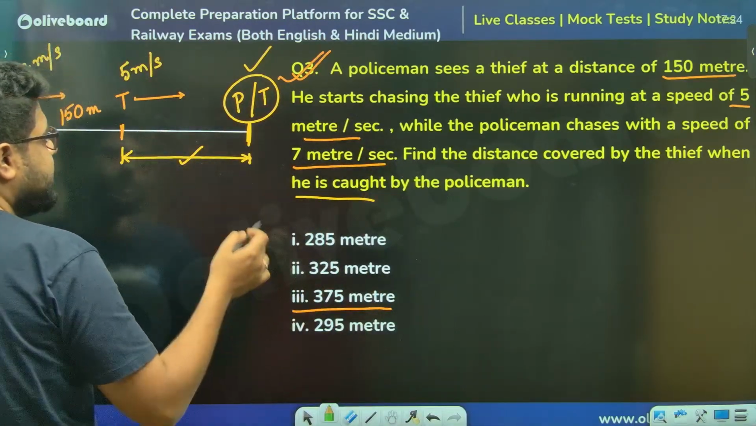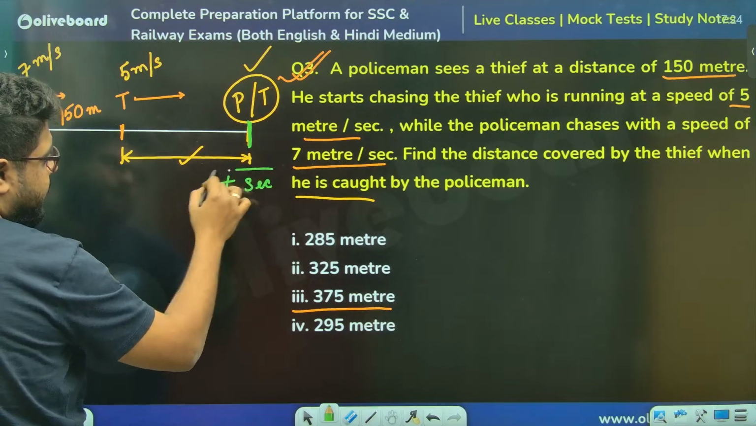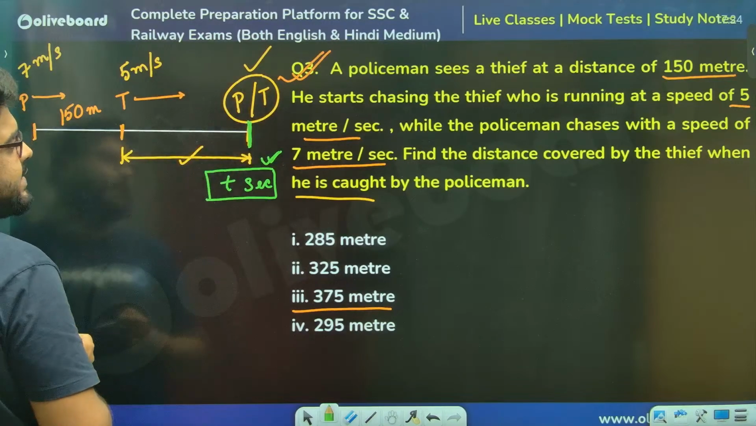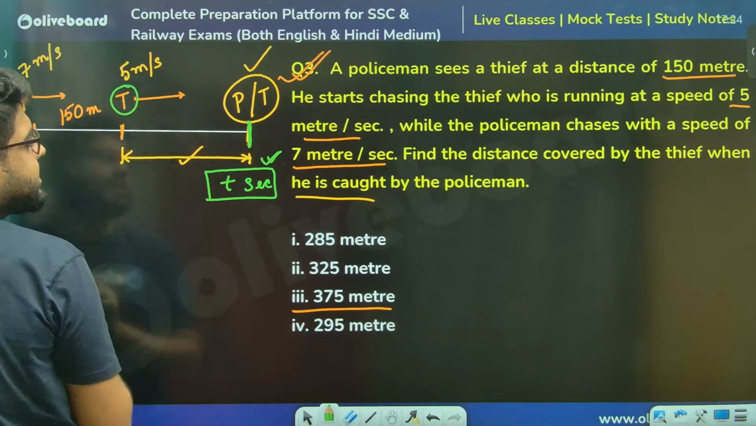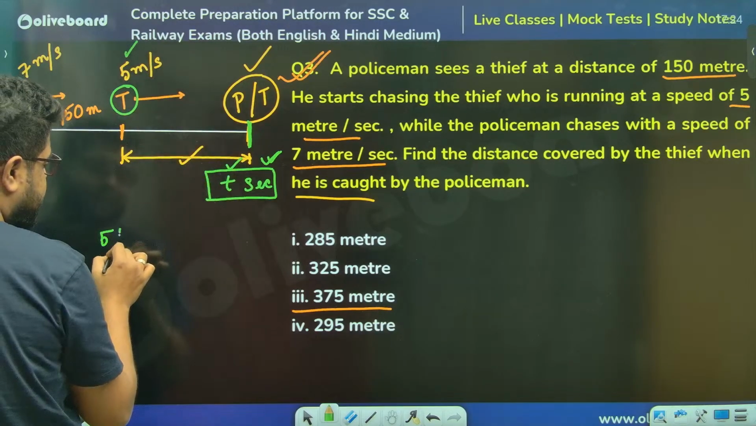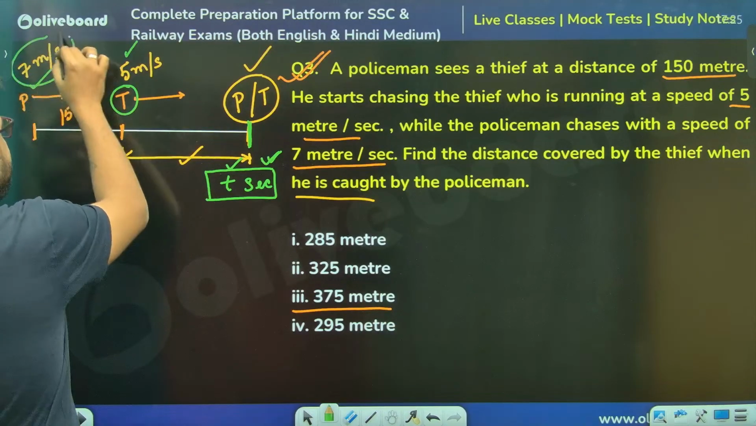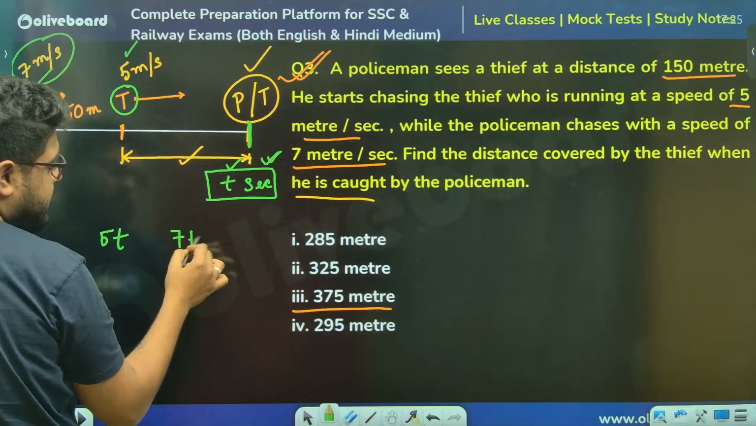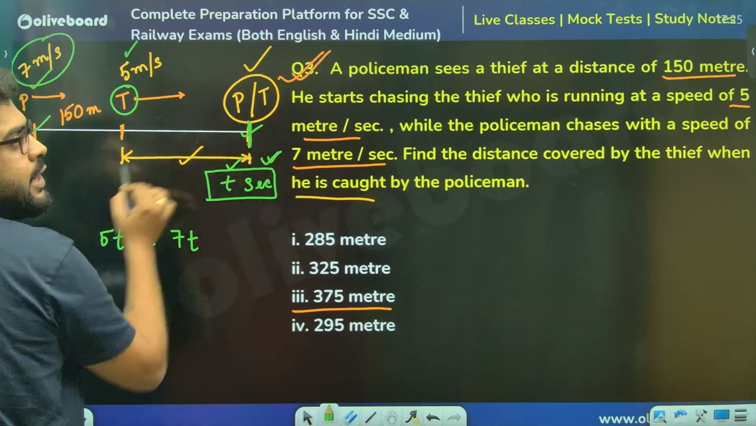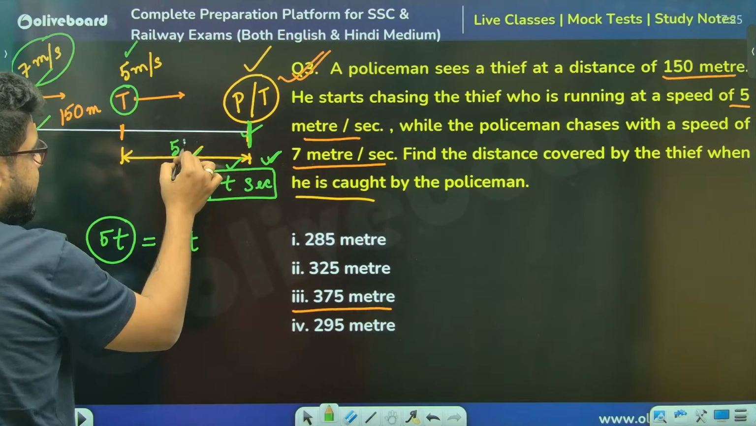Let's say after t seconds, I'm not using relative speed once again, so after t seconds, police will be able to catch the thief. In t seconds, how much distance will the thief go? Thief ka speed into time is distance: 5 into t. How much distance will the police go, sir? Speed into time, sir. So police ka jo distance hai, police will go from here to here. That is whatever distance the thief has covered. This distance is 5t.